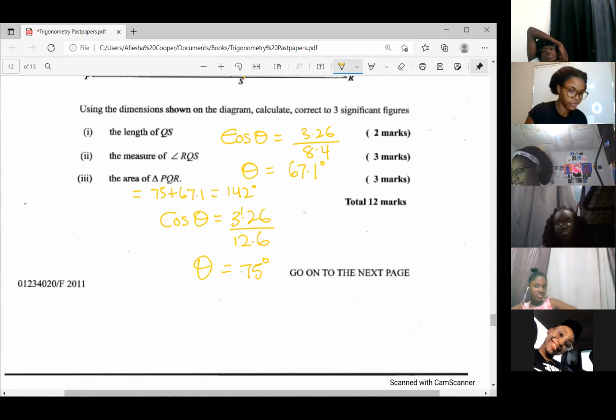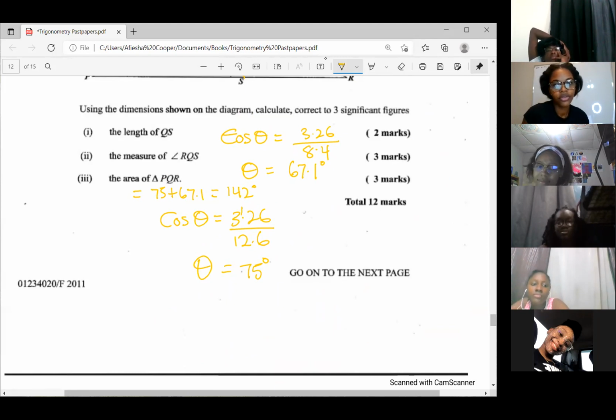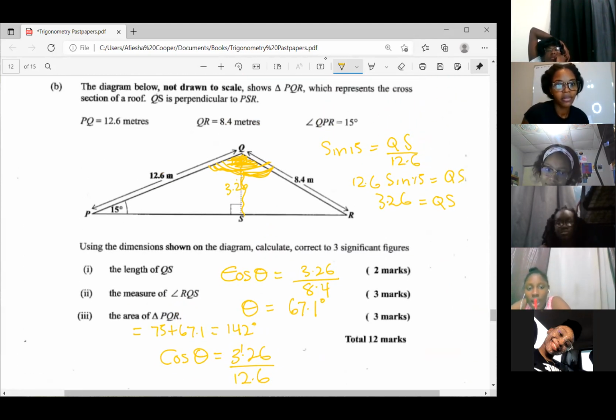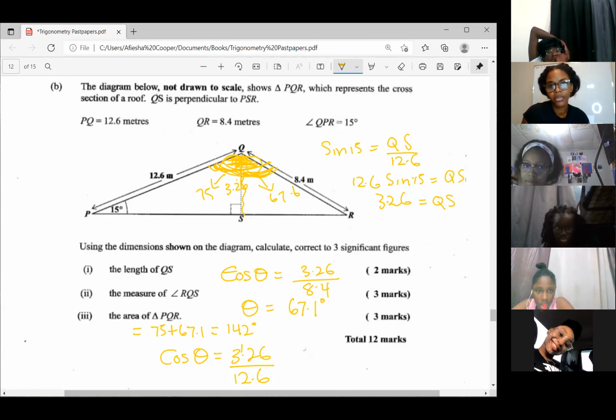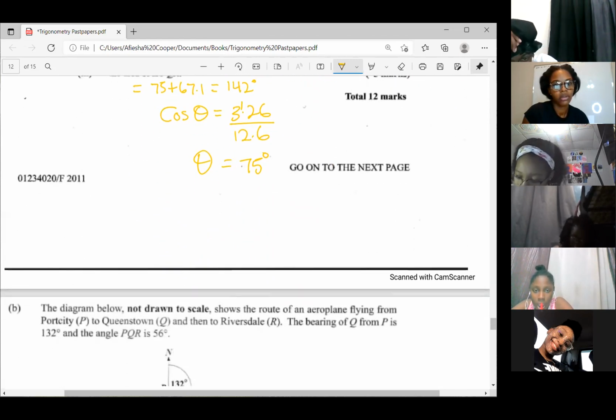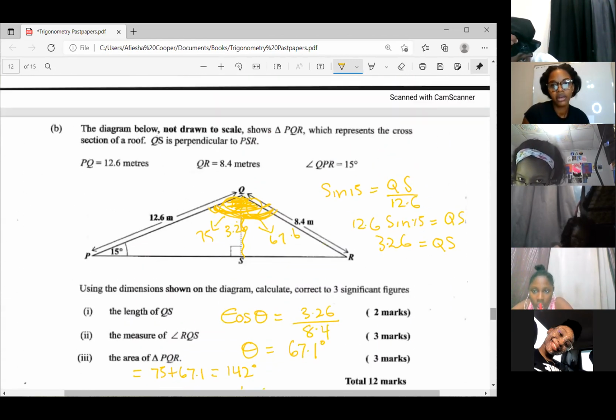Miss, I don't understand where we were getting after 75. I lost after 75. So remember, they want PQR, right? PQR is here and here. This part is 75 and this part is 67.1. So you had to add them up. Yeah? All understood?